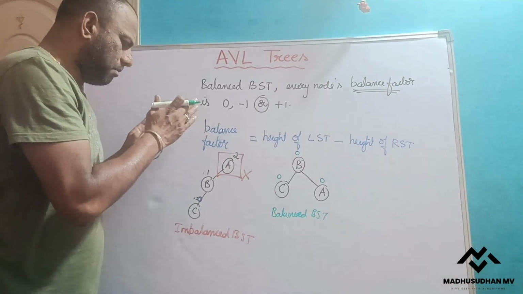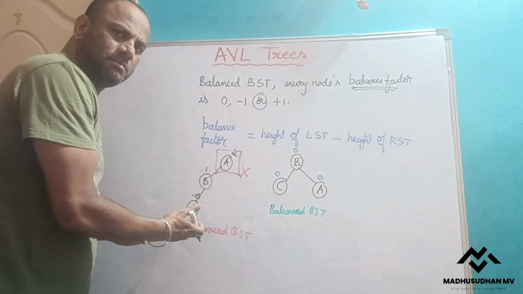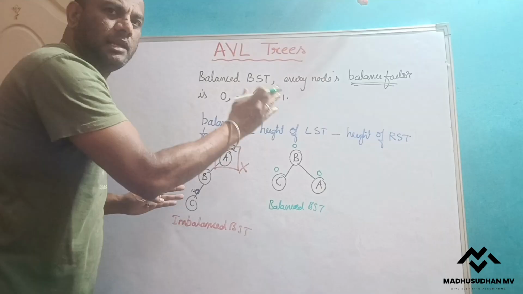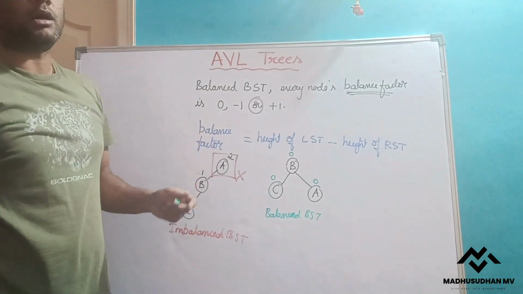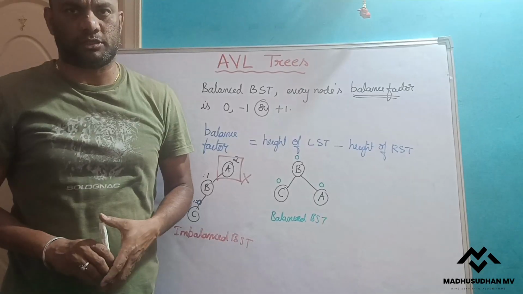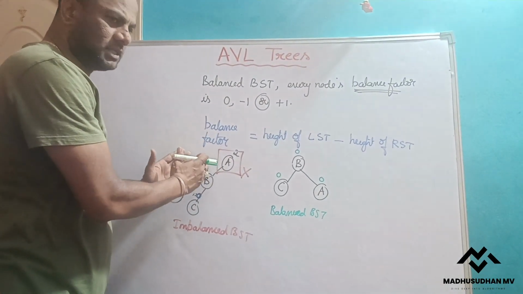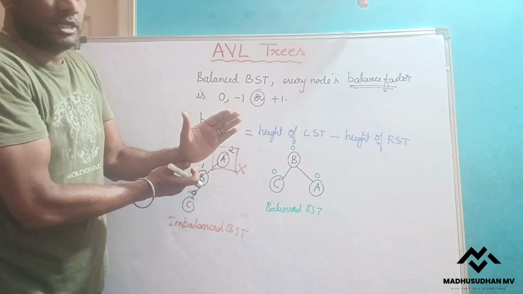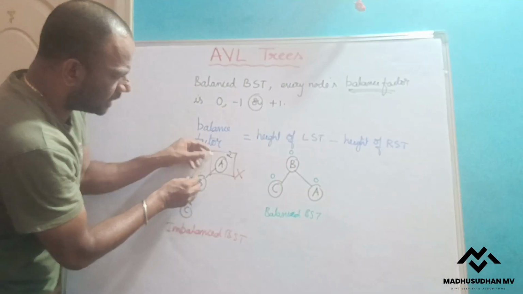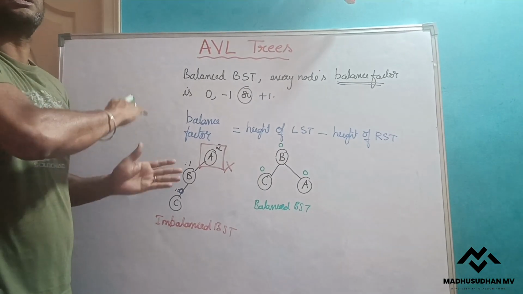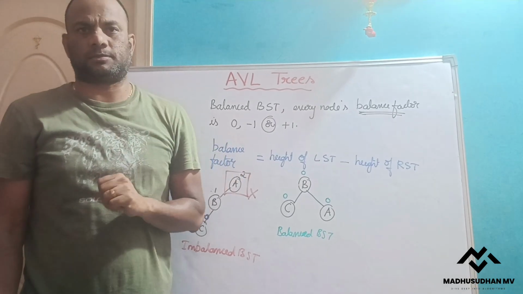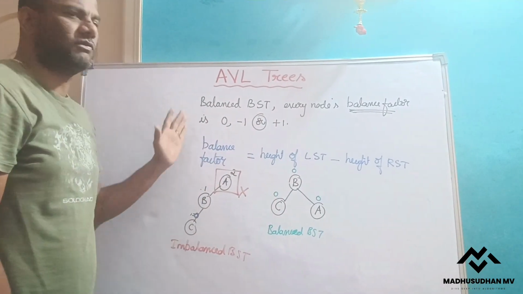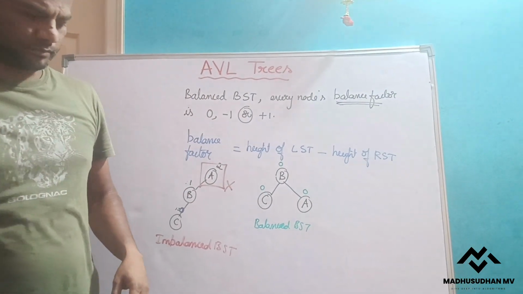Now to make this imbalanced binary search tree a balanced binary search tree, that means to convert it into an AVL tree, we use some transformations. That means I need to transform this into another form. Instead of this fashion, I have to transform it into some other form. How to transform? Using 4 different types of rotations. We are going to discuss them one by one now.